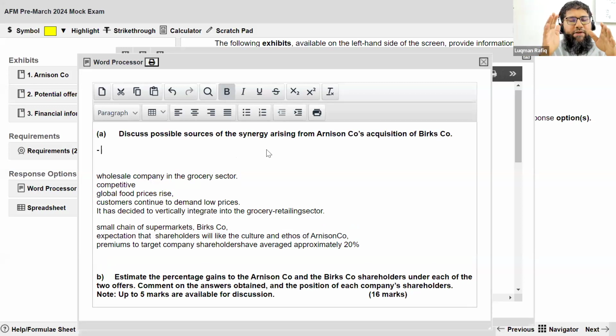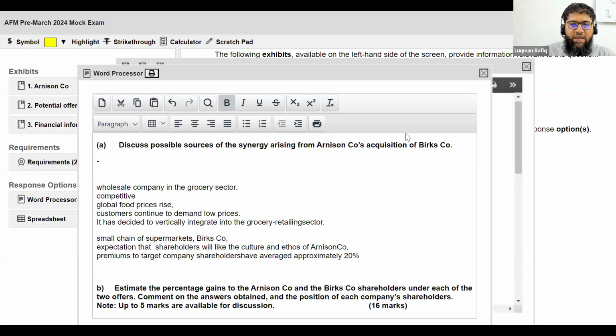Now, see, when you are going to be talking about the different synergies, always keep your mind open. Just try to write down some pointers and then develop onto them. So, how would you write down the pointers? How would you develop onto them? Let's try to understand this. Basically, it says discuss the possible sources of synergy arising from Arnison company's acquisition.